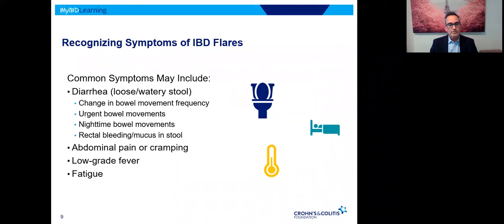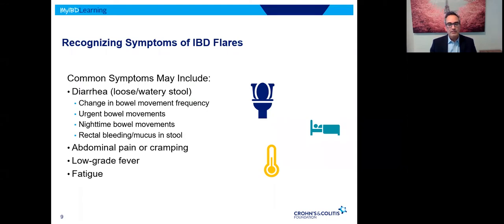Because Crohn's disease and ulcerative colitis are chronic diseases, patients will go through periods in which the disease flares, is active, and causes symptoms. These episodes are followed by times of remission, periods in which symptoms disappear or decrease and good health returns. Recognizing the symptoms of inflammatory bowel disease flares is important so that prompt action can be taken to control the symptoms and alleviate discomfort.